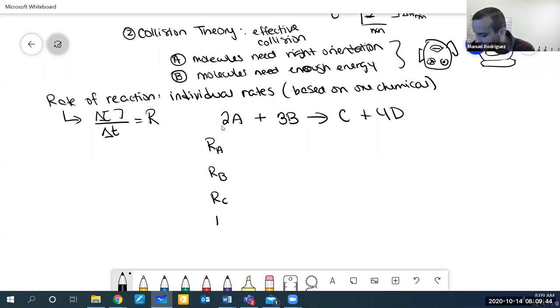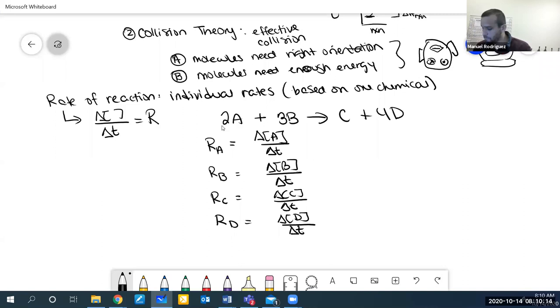So it will be four different individual rates, and each of them will be calculated basically the same way. For the first one, it will be the change in concentration of A divided by the change in time. For B, the change in concentration of B divided by the change in time. C will be the change in concentration of C divided by the change in time. And for D, the change in concentration of D divided by the change in time. The delta, which is what we use for change, is always final minus initial.